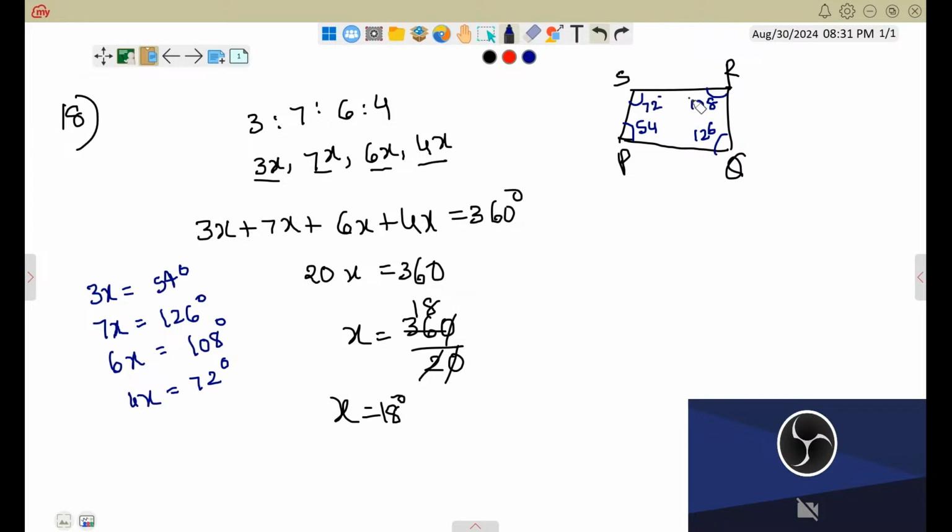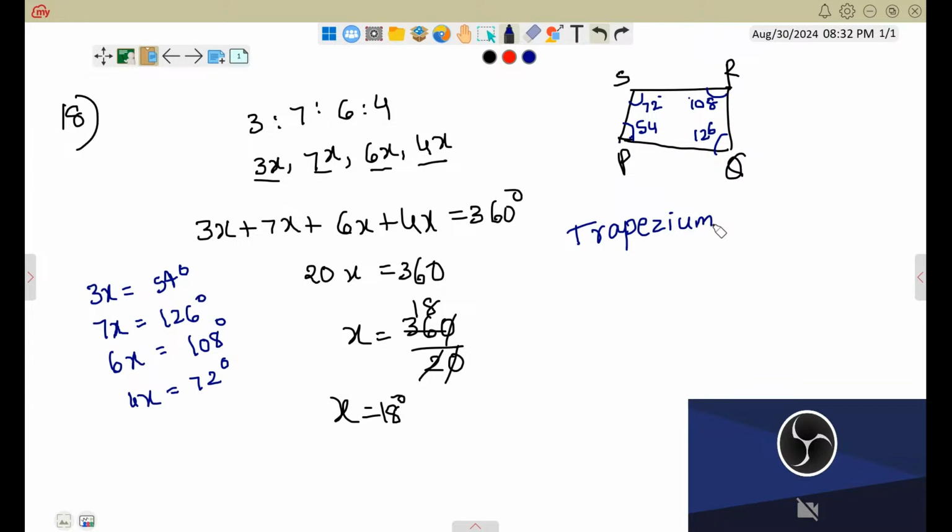Adjacent, these two angles together make 180. If adjacent angles are 180 degrees, is it supplementary? Yes, but opposite angles are not equal. If opposite angles are equal, it is a parallelogram. Here opposite angles are not equal, so it is not a parallelogram. So what is it? It is a trapezium. Whenever in a quadrilateral, if it is a rectangle or square or parallelogram, opposite angles are equal. If they are not equal, the option is trapezium.